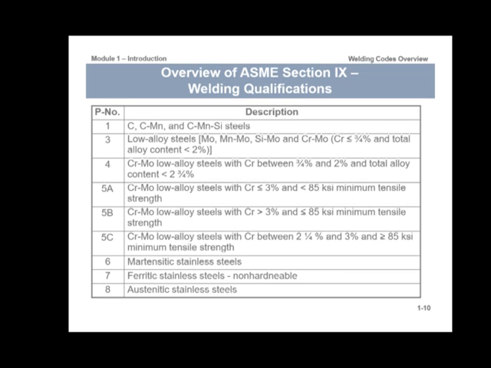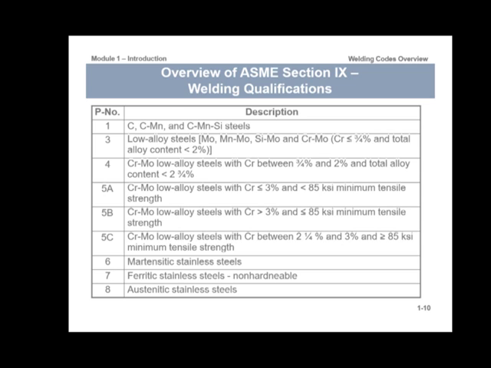Okay, here's a slide that shows the overview of ASME Section 9 P numbers. So you've got P numbers, and it gives you the P number in the description. P number 1 is carbon steels. They don't use P number 2 anymore because it was wrought iron.